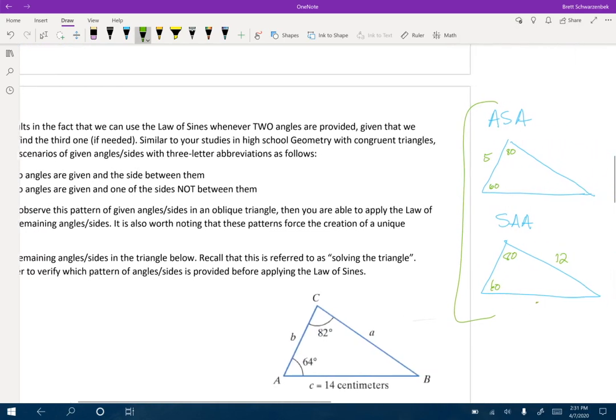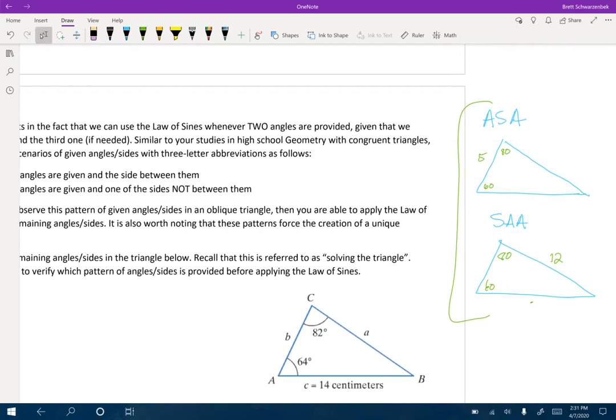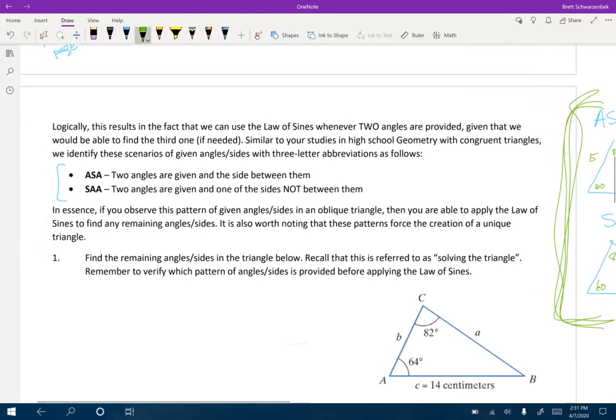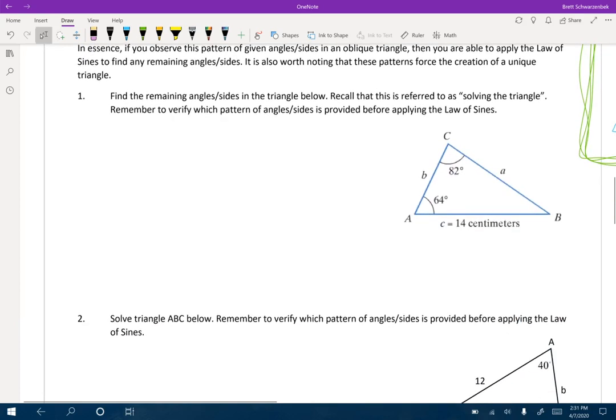So in the next section, FYI, you're going to be using something called the law of cosines. I know, shocker, right? The law of cosines is going to have its own patterns. So in an exam situation, you're going to have to actually look at a scenario and decide which one can I use and which one can't I use? The key is that these patterns, ASA and SAA, are going to be the patterns that allow you to use the law of sines.